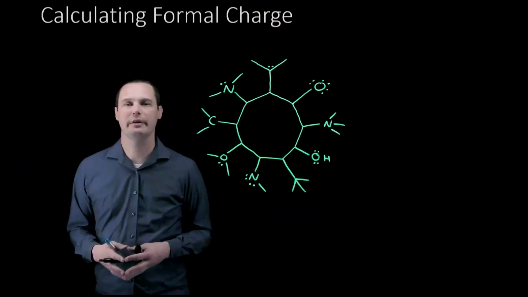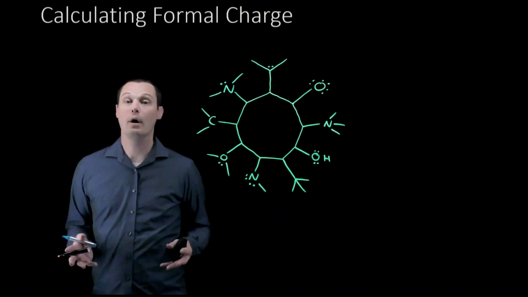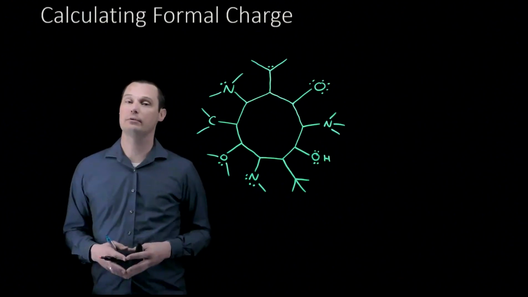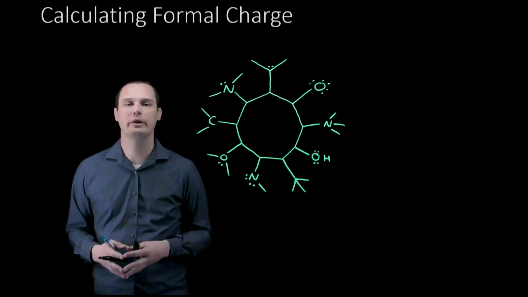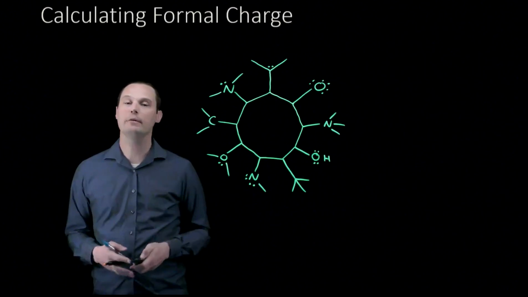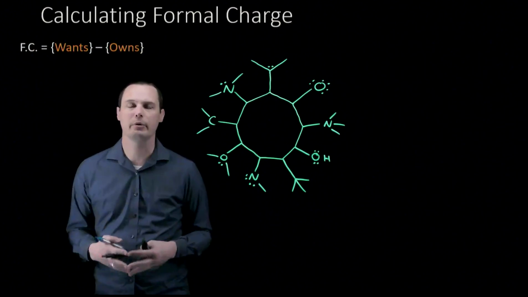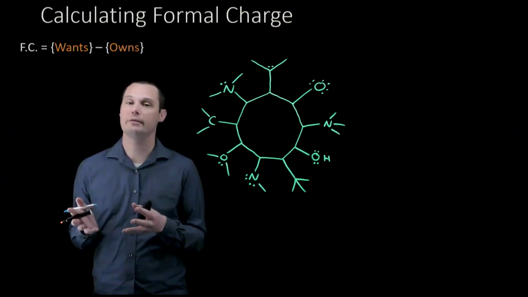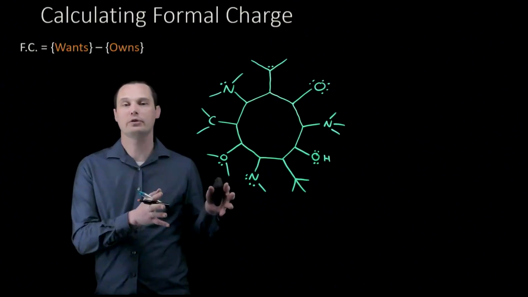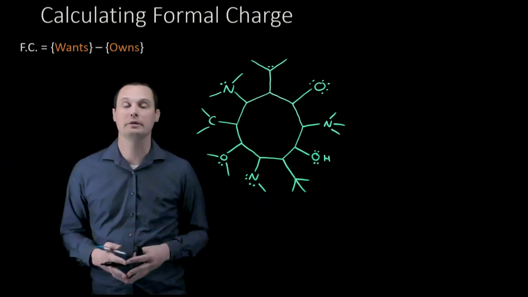Calculating the formal charge of an element can be fairly simple if you can keep in mind two things. One is the formula for calculating formal charge, and two is the number of electrons in the ground state neutral configuration for that element. The formal charge is the number of electrons the element wants in its neutral ground state configuration, minus the number of electrons the element owns in this particular molecule. We'll talk about that as we go through these examples.